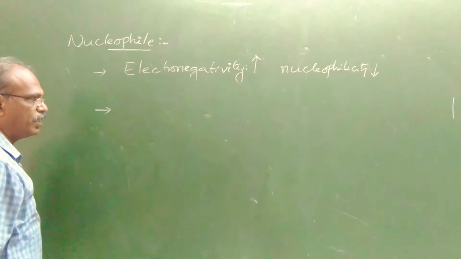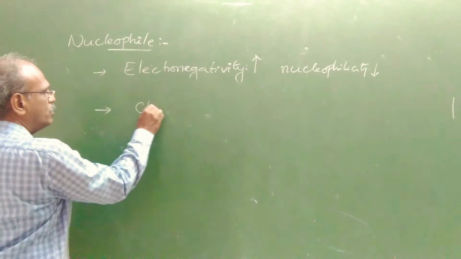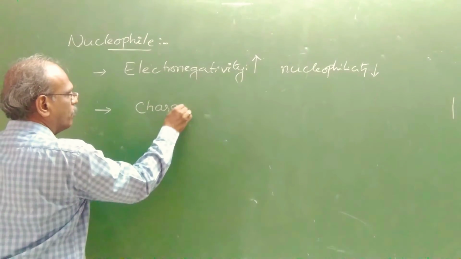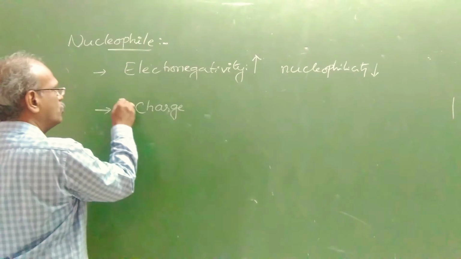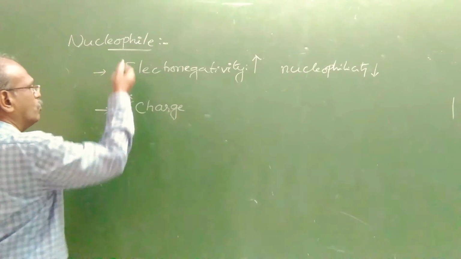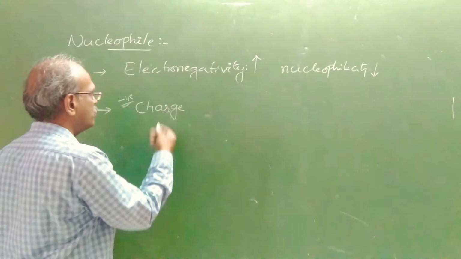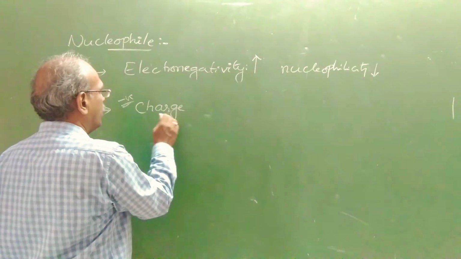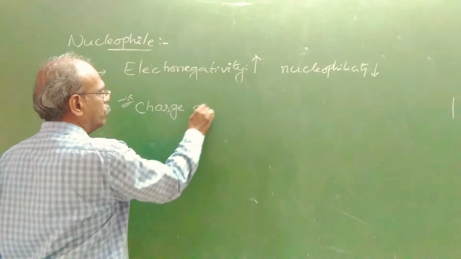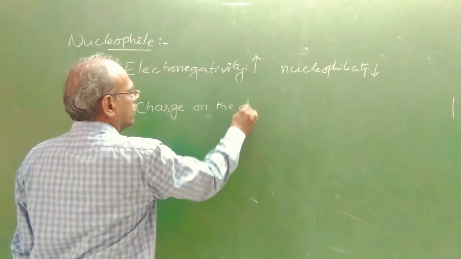And next one is charge on the donor atom. Magnitude of charge or negative charge. Generally, nucleophiles means they are negatively charged species generally. Magnitude of negative charge on the donor atom.